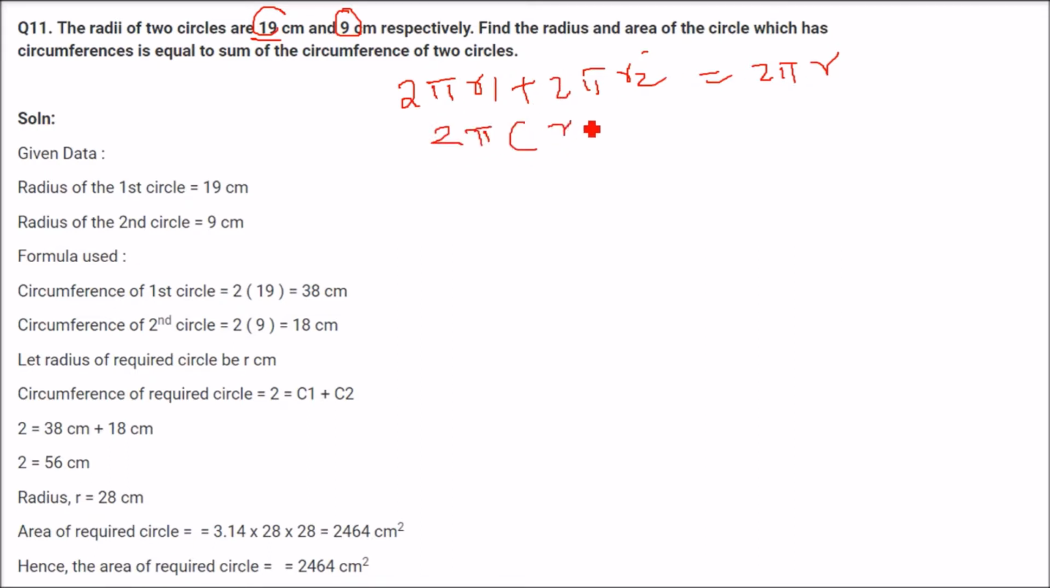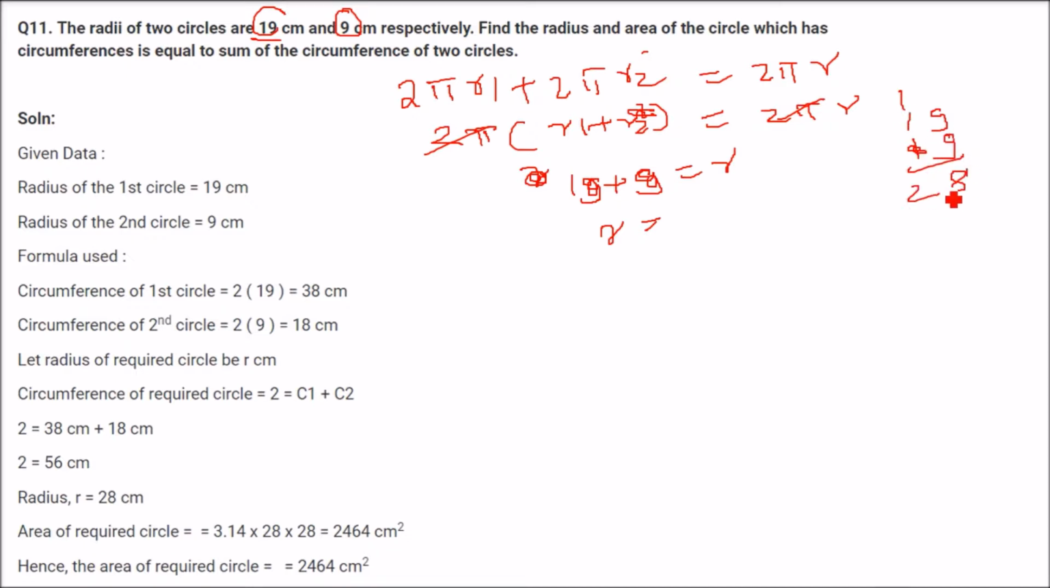So 2 pi you can take outside first of all, 2 pi times r1 plus r2 is equal to 2 pi r. 2 pi gets cancelled. So r1 plus r2, that is simply 19 plus 9, is equal to r. 19 plus 9: 9 and 9 is 18, 8, 1 carry, 28. So this is 28. So r is 28.